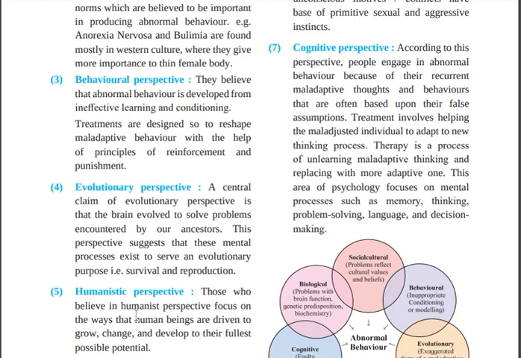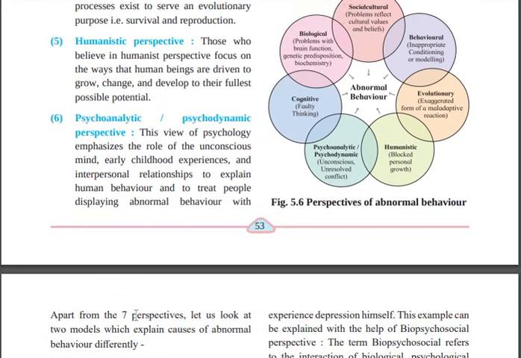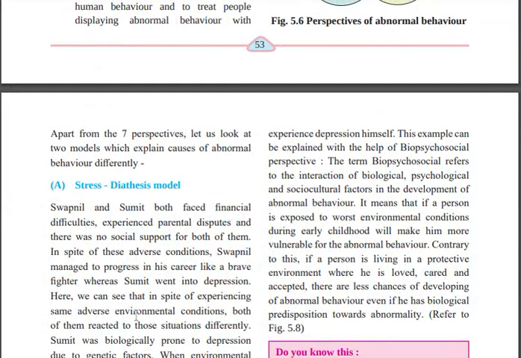So in the cognitive perspective, they are focusing on why the person is behaving abnormally because of their negative thinking, abnormal thinking, maladaptive thoughts and actions. Here the therapy and treatment is totally based on giving a proper treatment so they can change their thinking. And this area of psychology focuses on mental processes such as memory, thinking, problem solving, language and decision making. Okay, the perspectives of abnormal behavior we have now done.